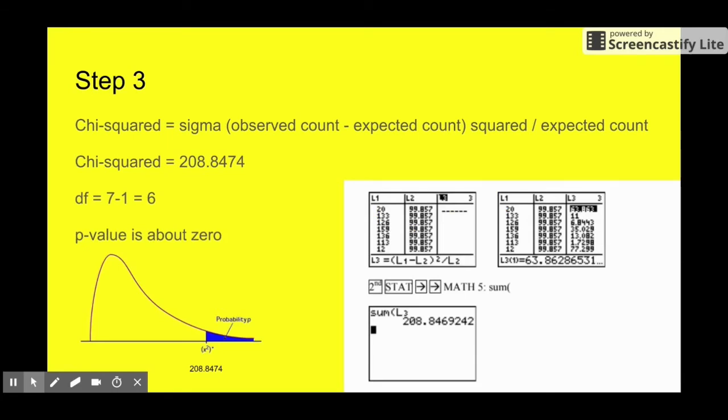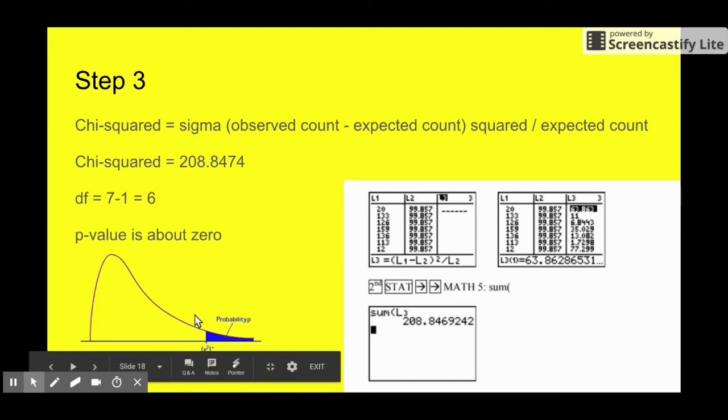Step 3 is about the calculations, and this is the formula for chi-square, also used for homogeneity and independence. The chi-square in this question is about 200, and the degrees of freedom is 6, because we have 7 days a week, and it's always categories minus 1 for a goodness of fit test. And the p-value is about 0, and this is the graph, and we can see it's right skewed and shaded to the right.